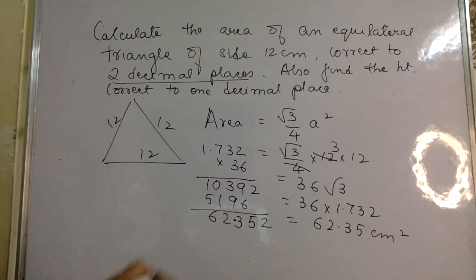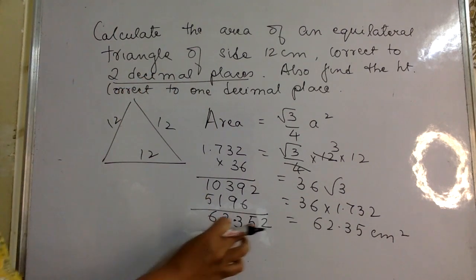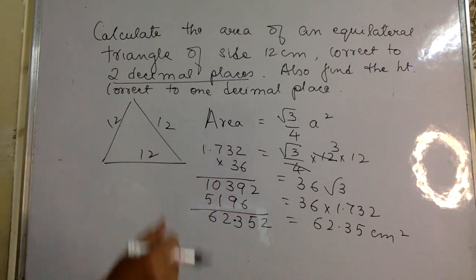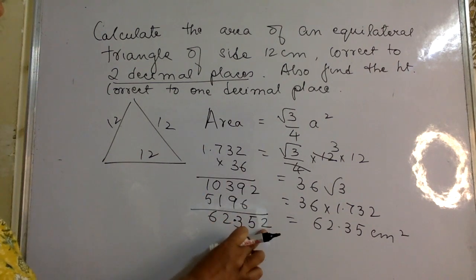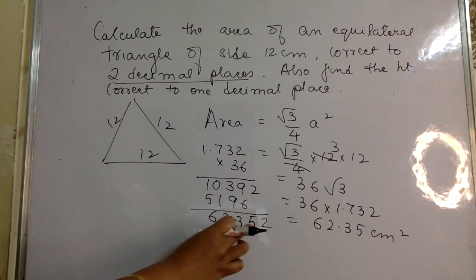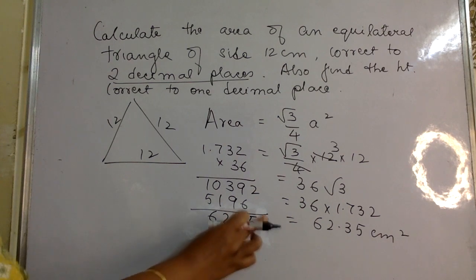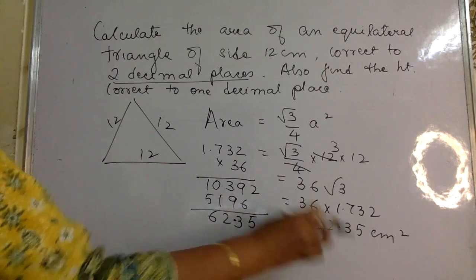What they mean by correct to 2 decimal places is you have to find it till the 3rd decimal place and then round it off to the 2nd. Since this 3rd decimal place is less than 5, you cannot add 1 here. You just leave it like this and this becomes your answer.